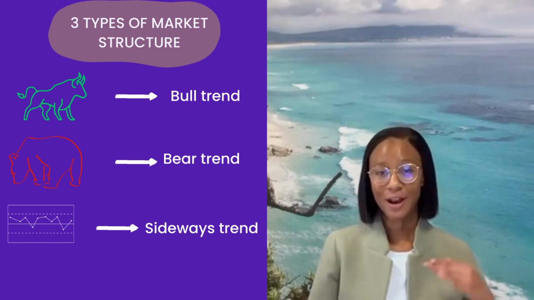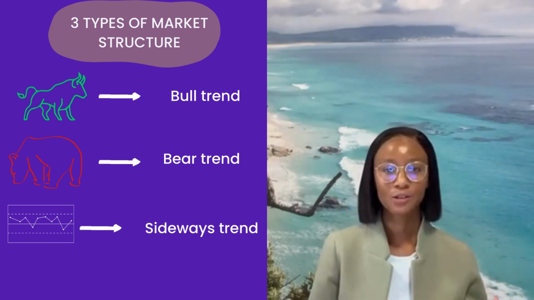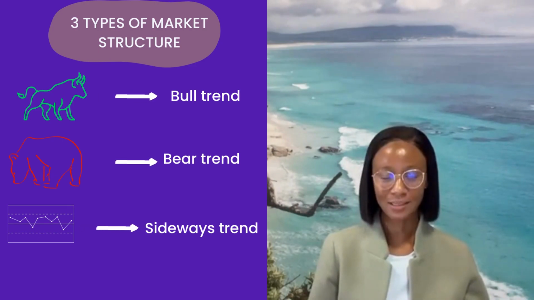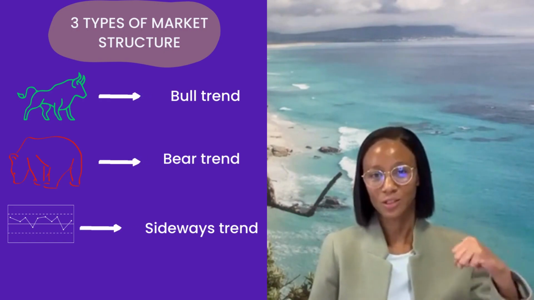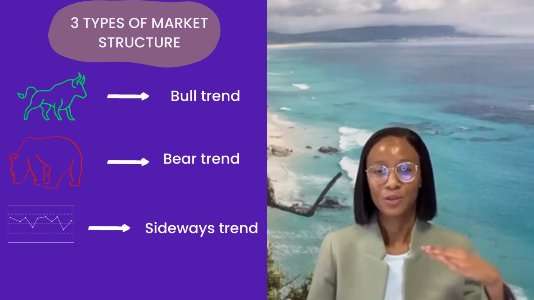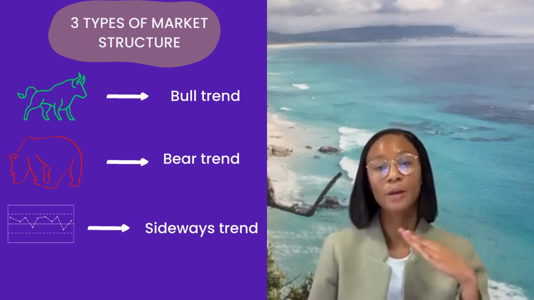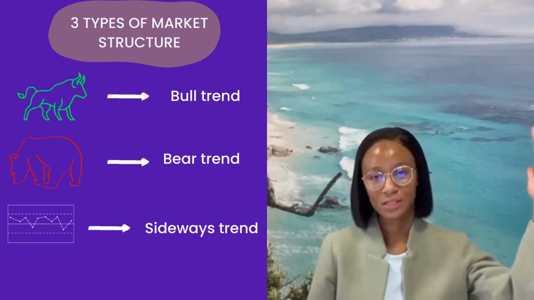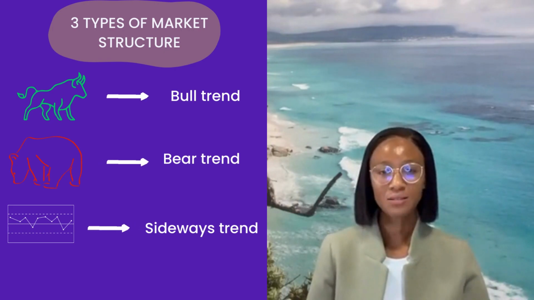So a bull trend is a trend going upward. The best way to think of it or to remember is to think of how a bull would fight. A bull would probably hit you upwards, right, with its horns, so you fly up. So that's what you would call a bull market or a bullish market or a bull trend. And then you get a bear trend, which is how a bear would fight: it would hit you to the ground, and that's what you would call a bear market.